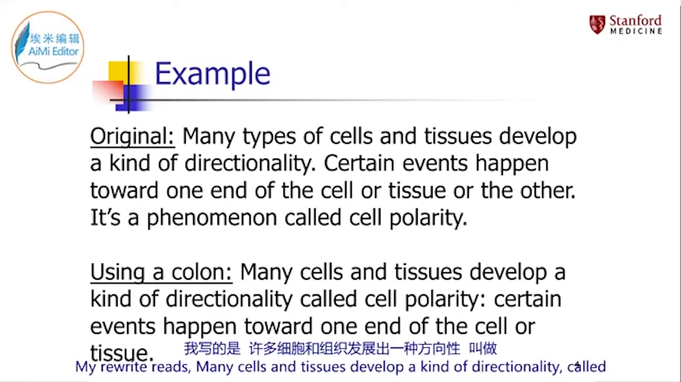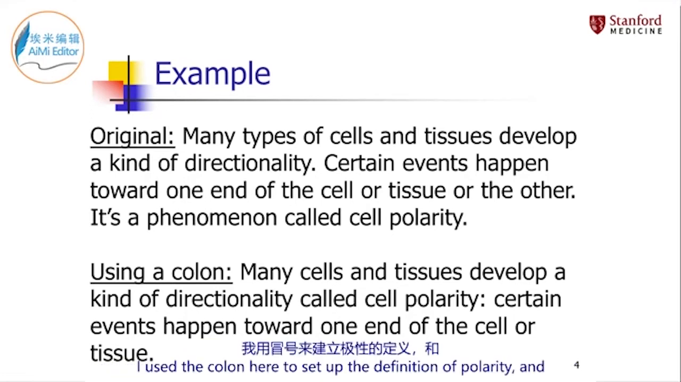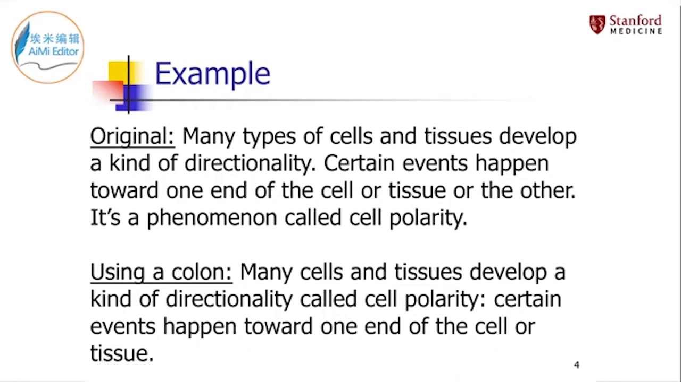My rewrite reads, "Many cells and tissues develop a kind of directionality called cell polarity, colon. Certain events happen toward one end of the cell or tissue." I use the colon here to set up the definition of polarity. And the sentence is more interesting, efficient, and elegant than the original.